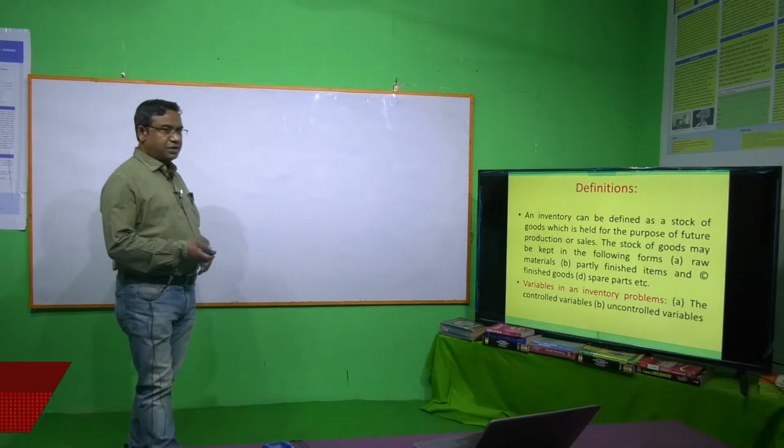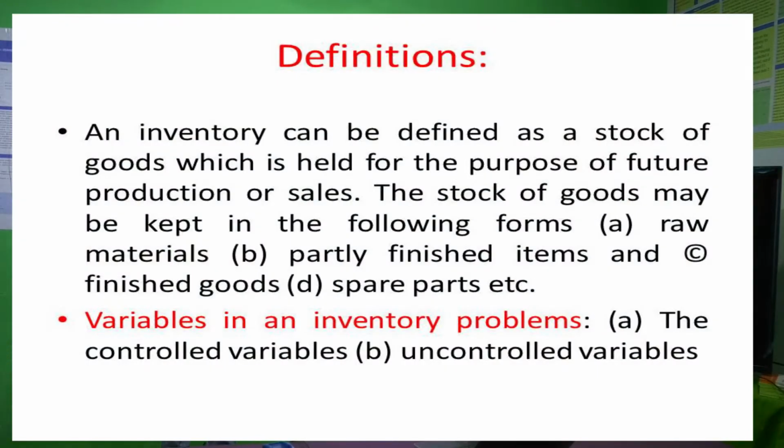An inventory can be defined as a stock of goods which is held for the purpose of future production or sales. The stock of goods may be kept in the following forms: raw material, partly finished items, finished goods, and spare parts.